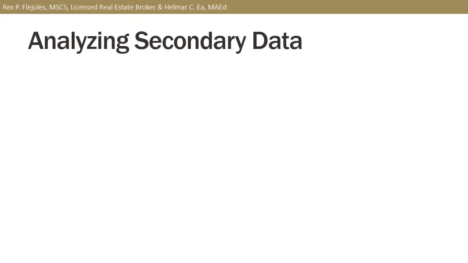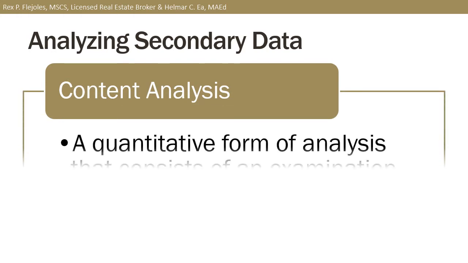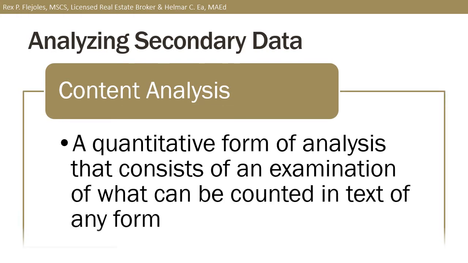For the analysis of secondary data, we could employ first content analysis. Content analysis refers to a quantitative form of analysis that consists of an examination of what can be counted in text of any form.